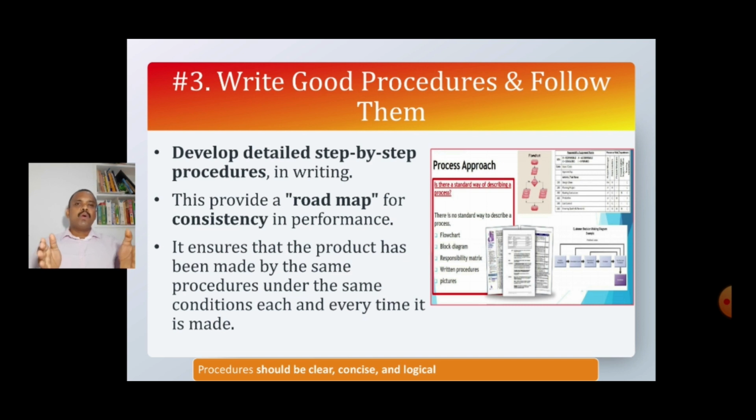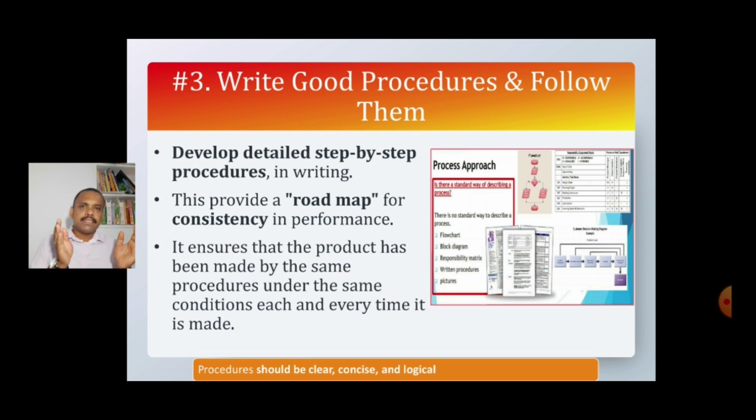You need to have a blueprint of how the manufacturing needs to be done: which raw material, what kind of mixing needs to be done, and what kind of conditions need to be maintained. All these detailed procedures are needed. At the beginning itself you need to develop such a step-by-step procedure, which will ensure that the product is made by the same procedure under the same conditions each and every time. So there will be consistency, quality, and safety.